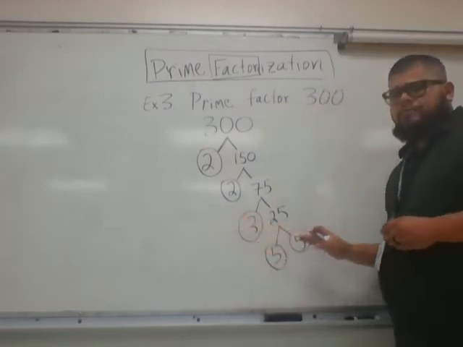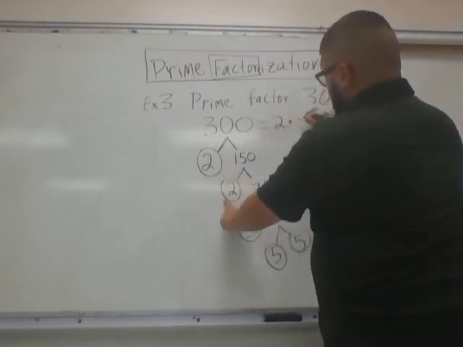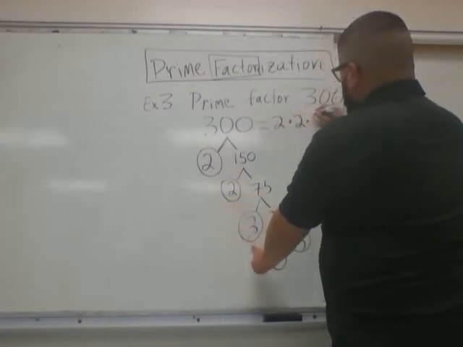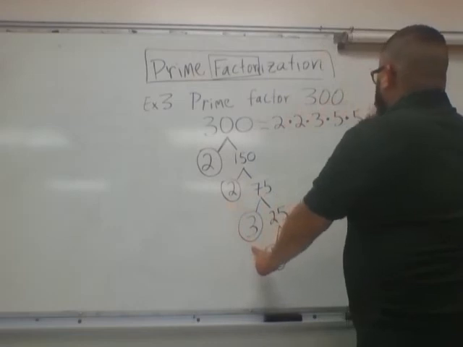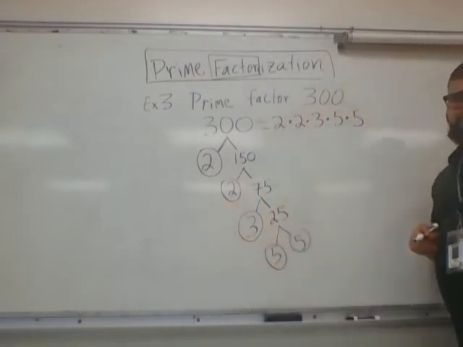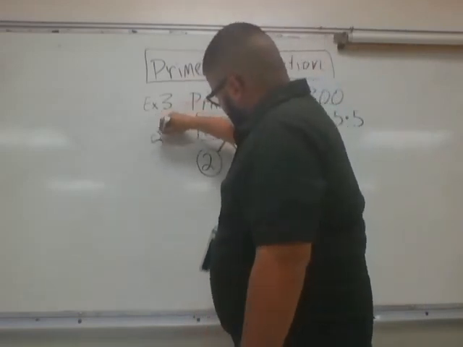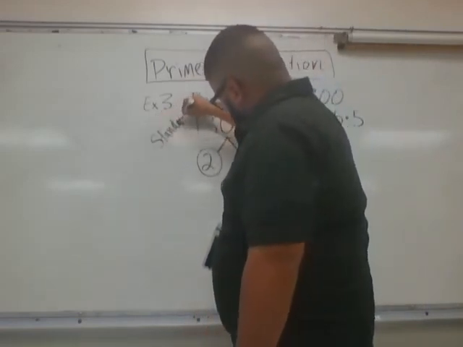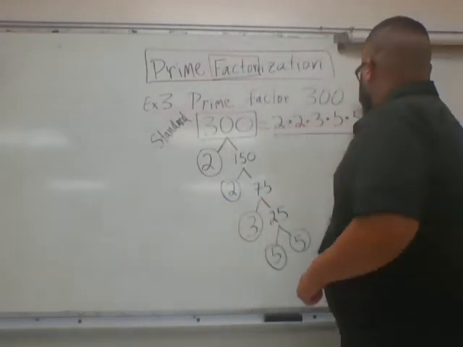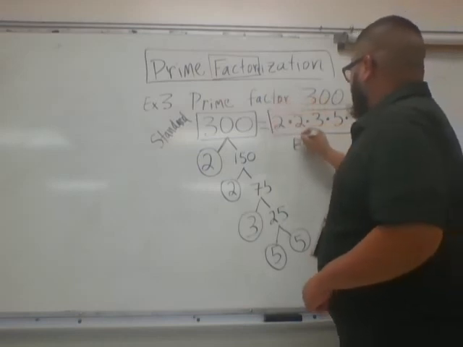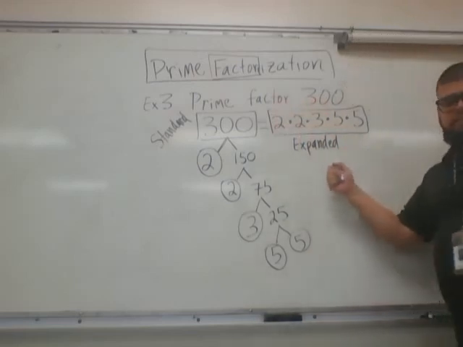So now we have our prime factorization. 2 times 2 times 3 times 5 times 5. So again, we have our standard form. We had that from the beginning. Right? We have our standard form. We have our expanded form. Right? We have our expanded form.